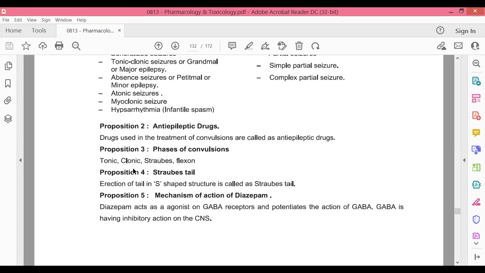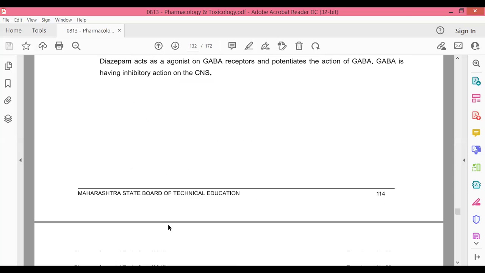The next point is the mechanism of action of diazepam. Diazepam mainly acts as an agonist. Agonist means having the ability to bind with the receptor. It binds with the GABA receptor and potentiates the action of GABA. Potentiate means to stimulate the action of GABA. GABA is the gamma-aminobutyric acid receptor. GABA is inhibitory in nature, having an inhibitory action on the central nervous system. So this is the mechanism of action of diazepam.